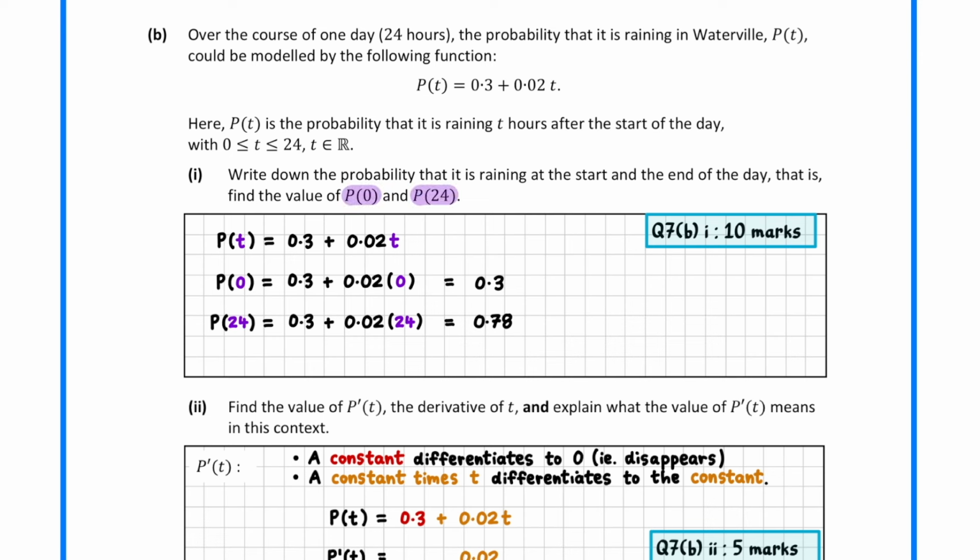In part 1, we are asked to find p of 0 and p of 24. For p of 0, we sub in t equals 0 into our function definition, then calculate the answer. P of 24 is similar, but this time we sub in t equals 24.